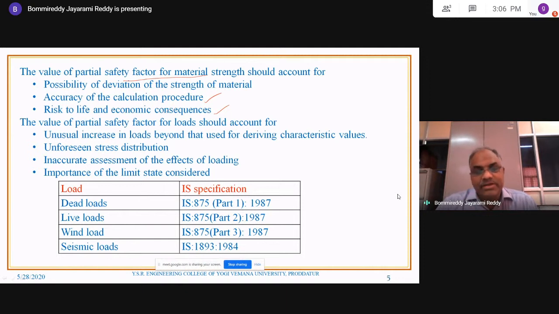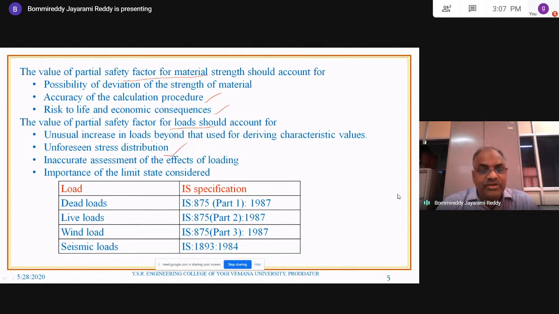Similarly, the factor of safety for load is accounted for by considering various factors, that is, unusual increase in load beyond that used for deriving the characteristic values. Sometimes characteristic values may be obtained based on probabilistic theory and statistical analysis. Sometimes that analysis may have some deviation, and an unusual increase of the load beyond that calculation may occur, or otherwise unforeseen stress distribution.